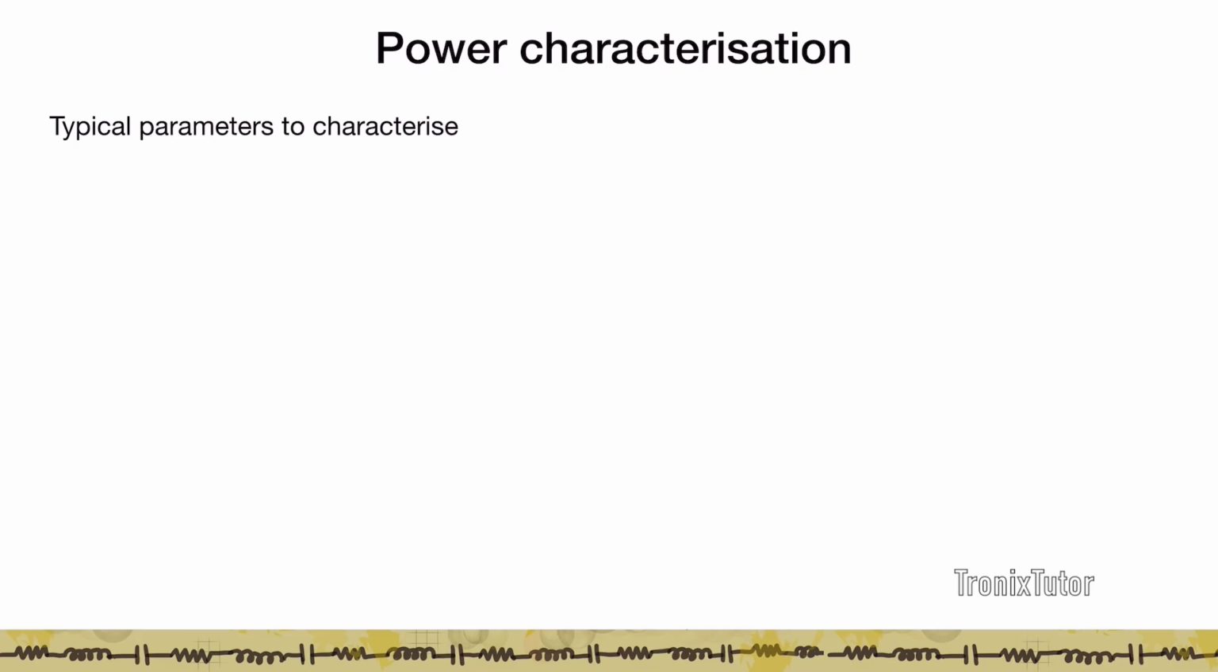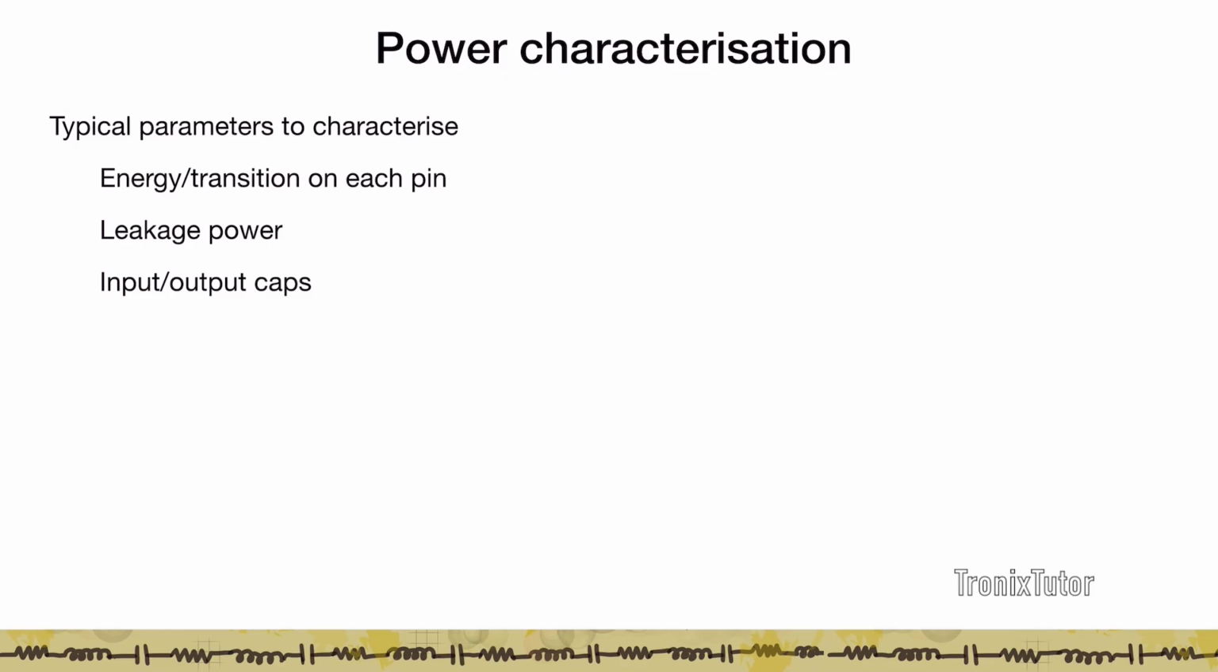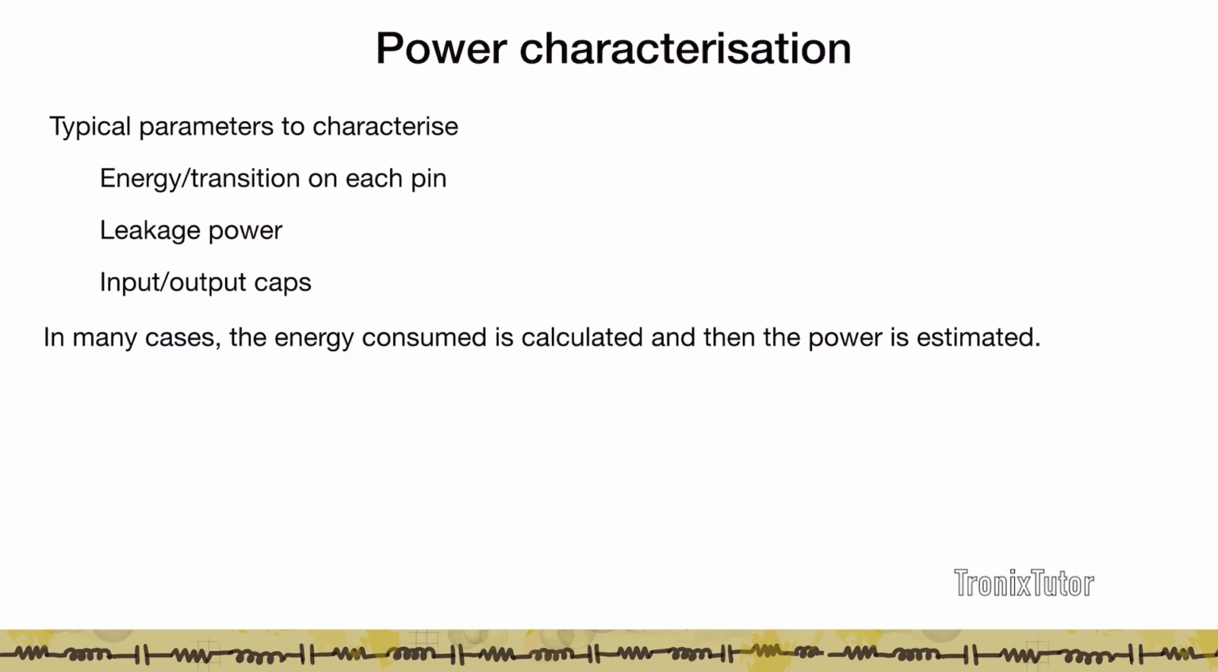In terms of power characterization, typical parameters that are characterized are the energy per transition at each and every pin of the gate, the leakage power through the gate, and the input and output caps. Again, these are important for characterizing the power. Also, this has to be done across temperature, because remember that you're characterizing these cells across a temperature range. And in most cases, what we do is we calculate the energy consumed, and then power is estimated based on the speed at which the particular circuit is operating.